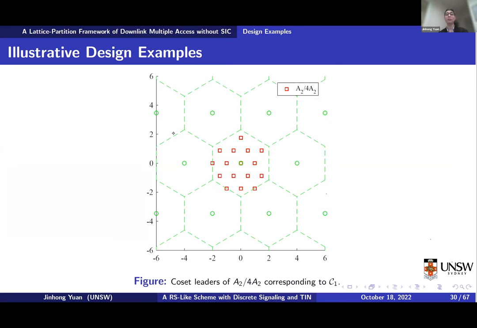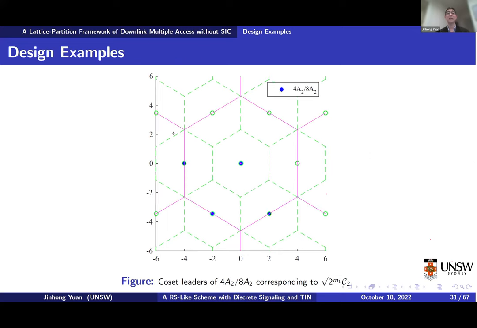Again, I'm not going to show you. What I'm going to show you, visualize, is how you design the scheme, how you do decoding for the two user case. So assume this is our first level lattice partition. This is A2, a two-dimensional lattice A2. You have this fine lattice. We also have this coarse lattice. This A2 over 4A2, basically, you have 16 code words. You can transmit M1 equal to 4 bits for user one with these coset leaders. So that's your first lattice partition.